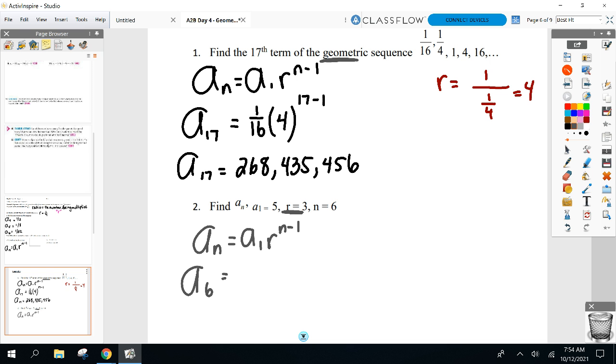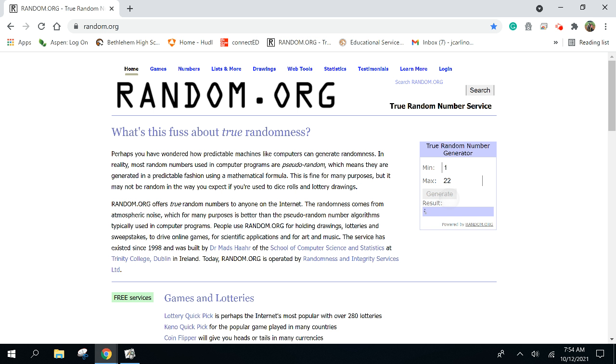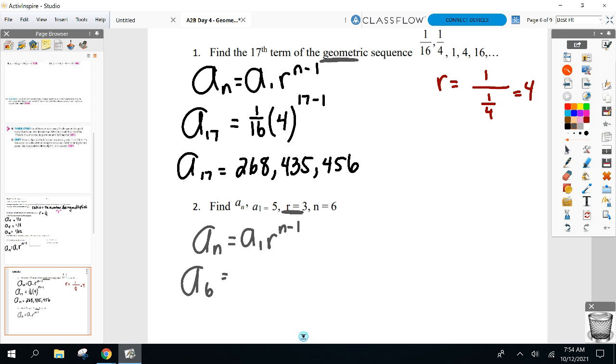All right, now I'm going to start calling on you guys. Help me fill in the rest. 3. Olivia, what's the first term? 5 times R value? 3. What was my n value here, or the term I'm finding? 6 minus 1. And the 6th term, 1,215.